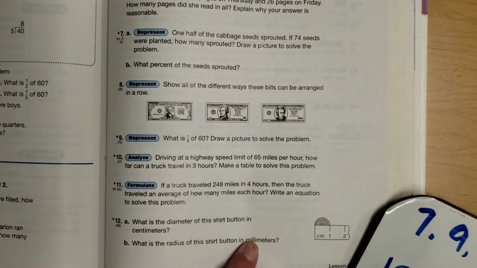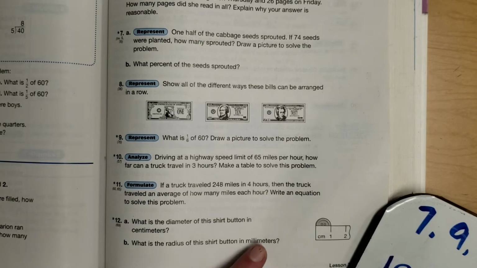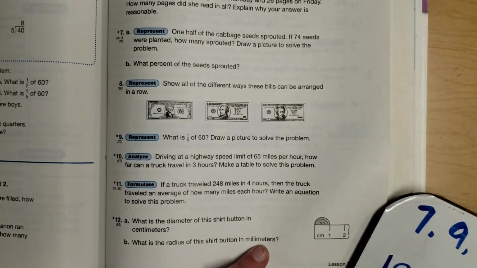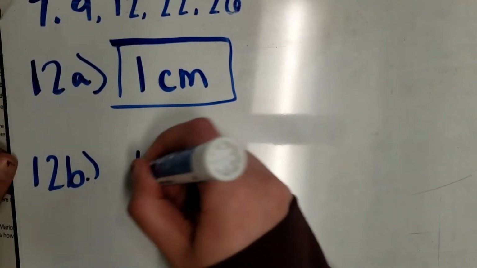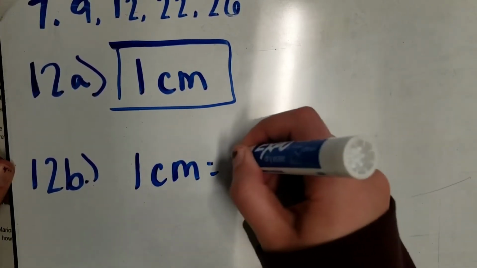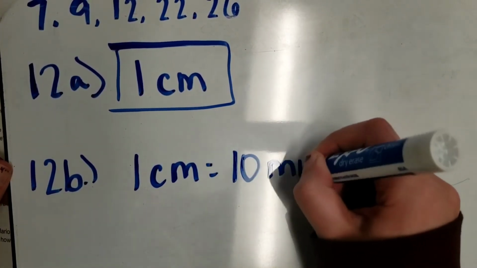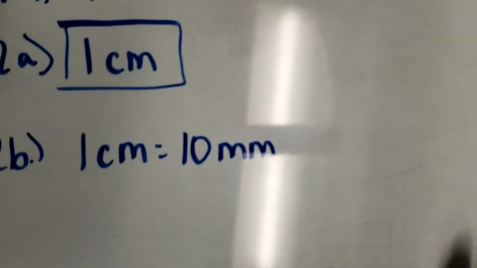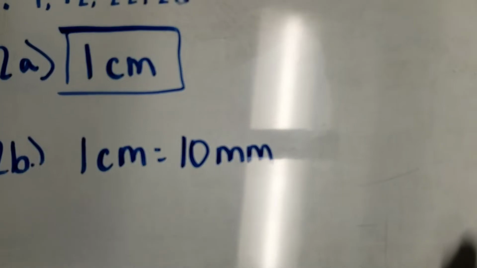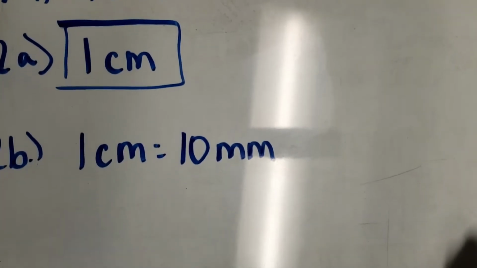12B says, what is the radius of the shirt button in millimeters? So this was the last lesson we did, lesson 69. We remember that 1 centimeter is the same as 10 millimeters. Those are the same thing. Sorry, it's a little blurry. There we go. And sorry, it's shaking.